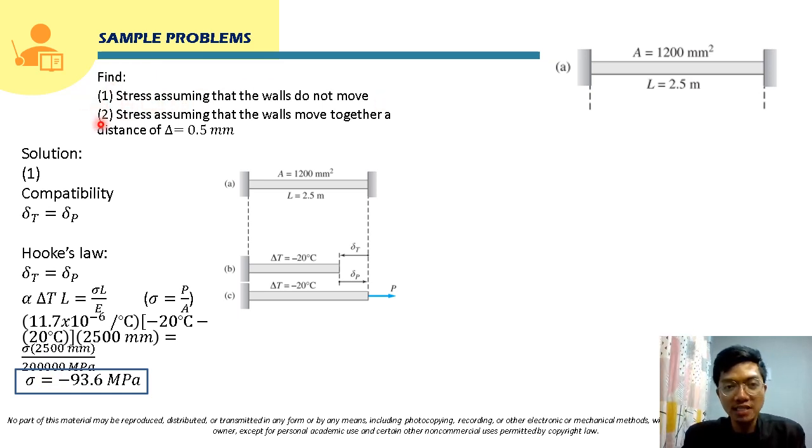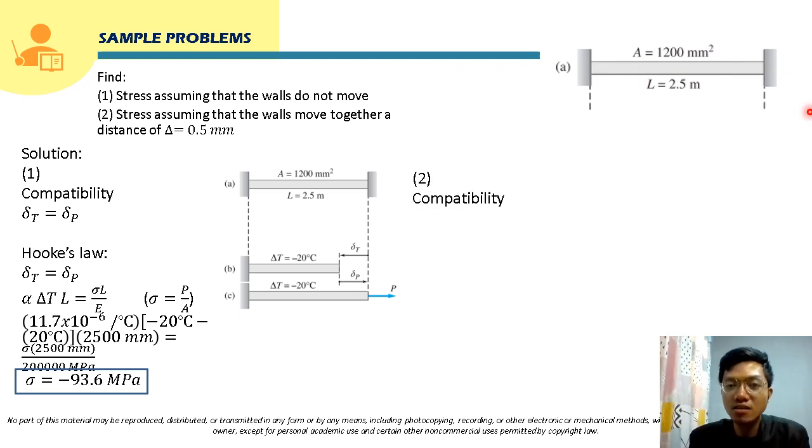Now for number 2, the assumption here now is that the walls will move together at a distance of 0.5 millimeter. So class, what will happen here? This wall will move due to the contraction, due to the change in temperature. It will contract with a distance of 0.5 millimeter. So from here, class, this 0.5 millimeter will be the deformation that will happen to this member.